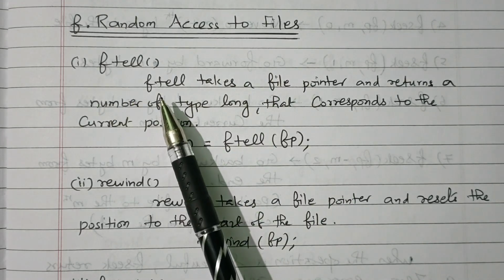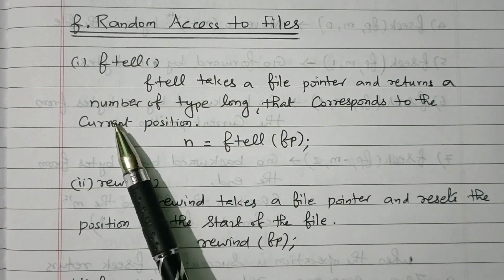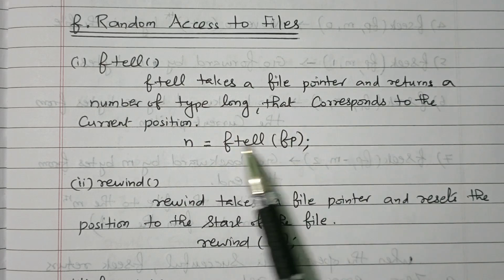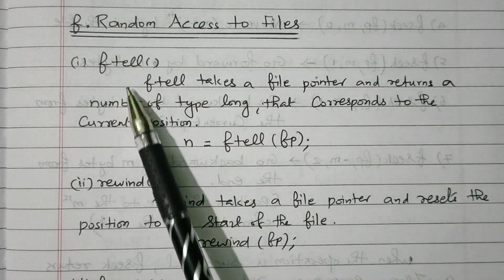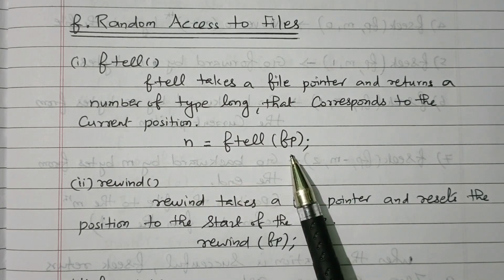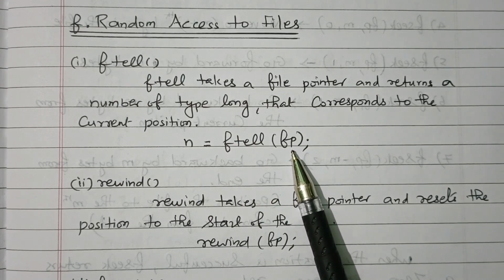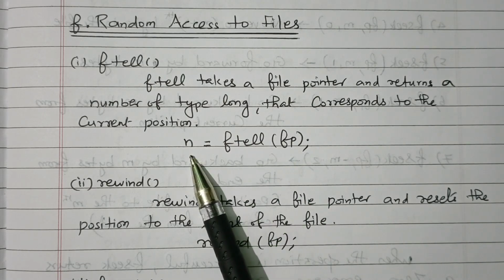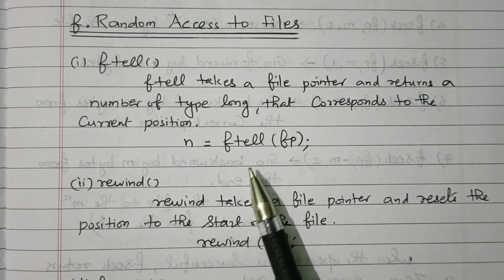ftell. ftell takes a file pointer and returns a number of type long that corresponds to the current position. The current position will be given by ftell. n equal to ftell(fp). fp is the file pointer. So for the corresponding file, the current position will be given by ftell, that is stored in the number n, right? So it will give the current position.